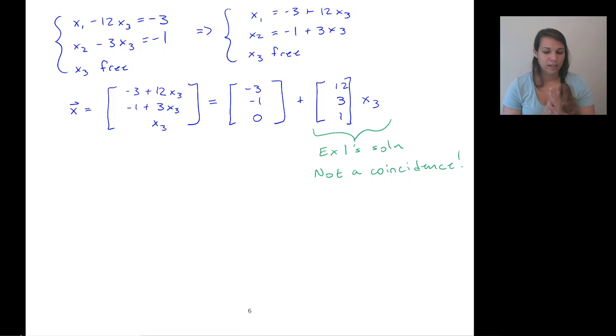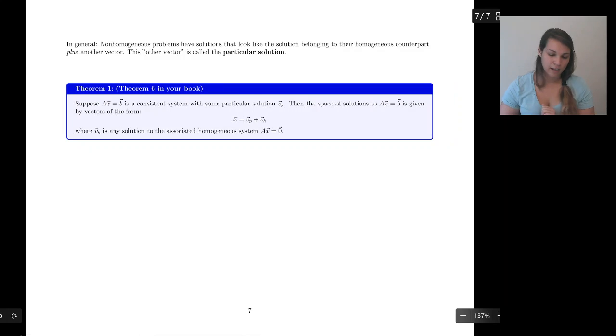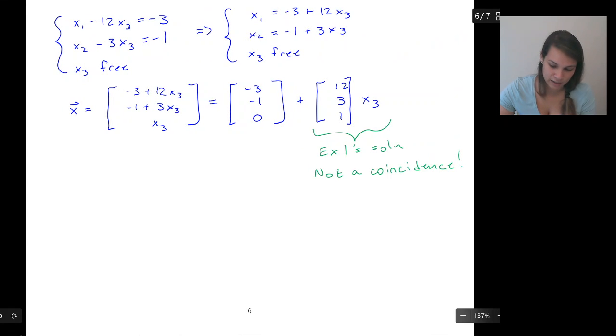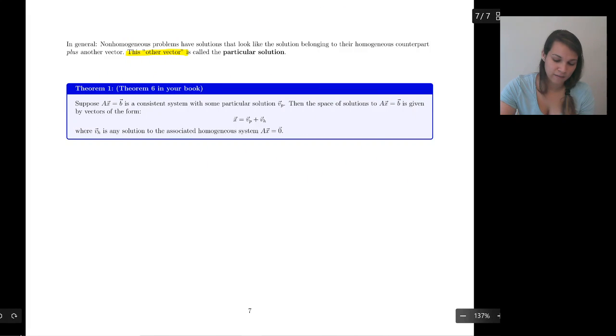All right. So in general, non-homogeneous problems have solutions that look like the solution belonging to their homogeneous counterpart plus another vector. So let's go back just to have a picture of that. So here's our homogeneous solution plus another vector. And then this other vector has a name. It's called the particular solution.